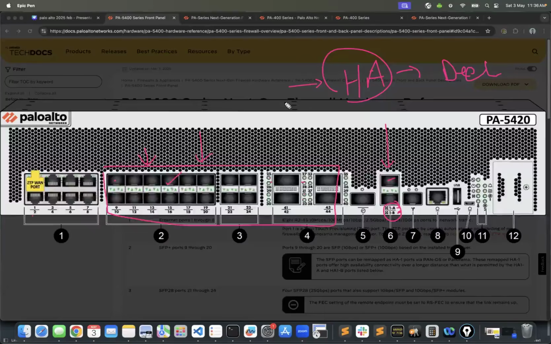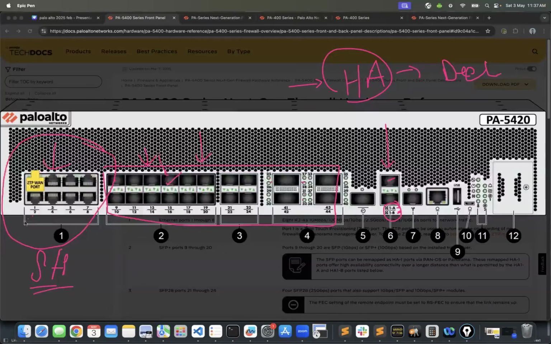Sorry to interrupt you, please go ahead. Are the ports 9 to 44 Ethernet ports or SFP fiber ports? Because it looks like a fiber port here. The fiber ports are here, 7 and 8. These are the fiber ports, SFP, and all the Ethernet cables you can use here. It depends on the model how many SFP ports there are.